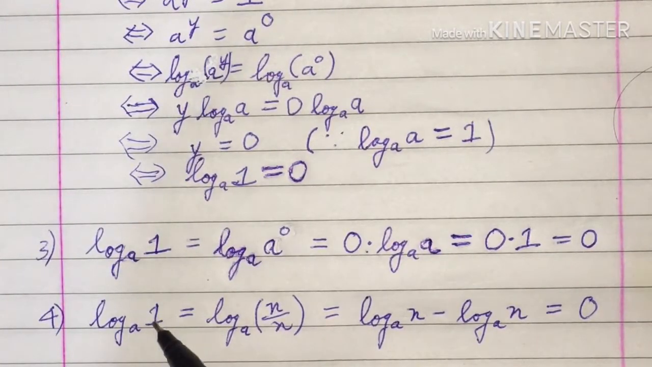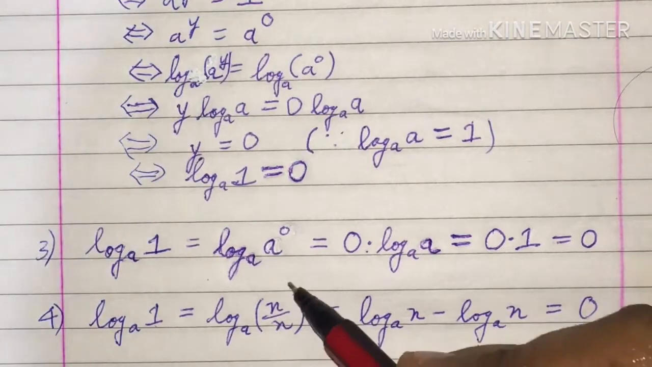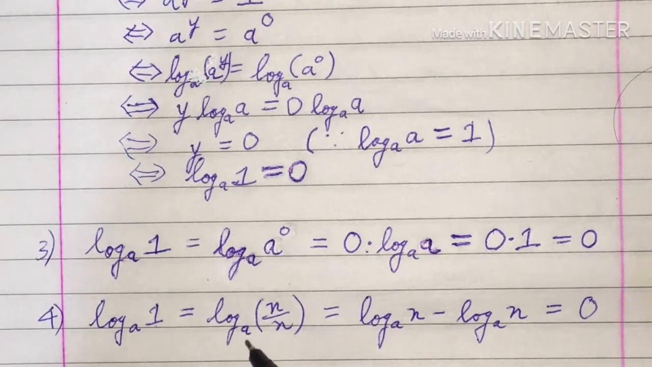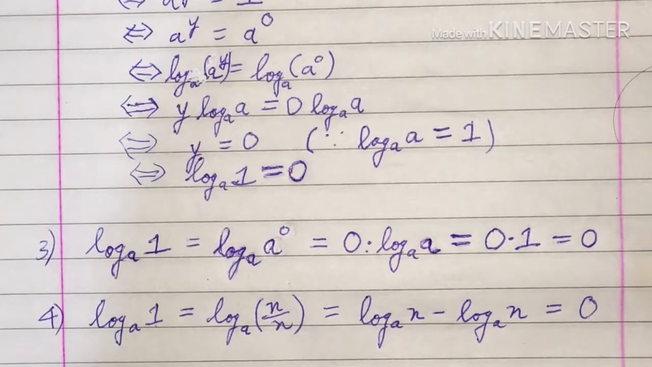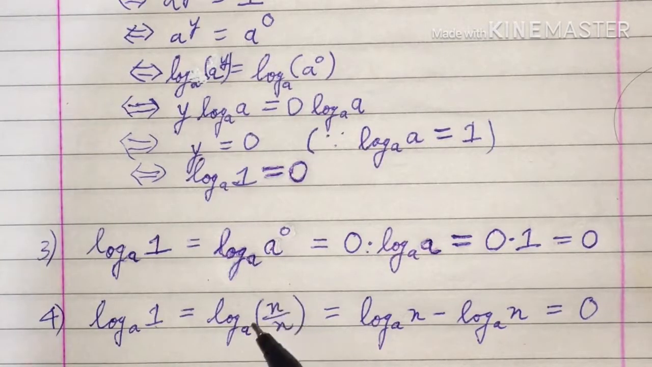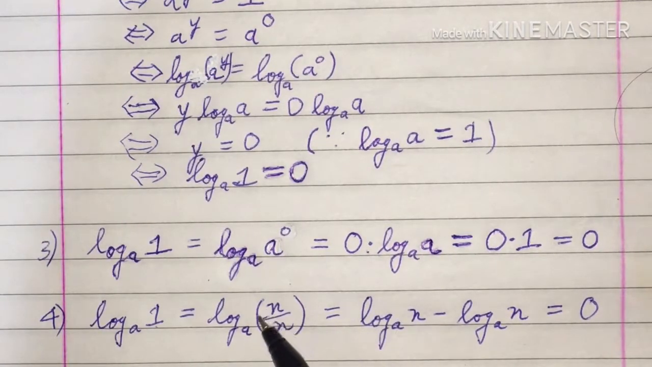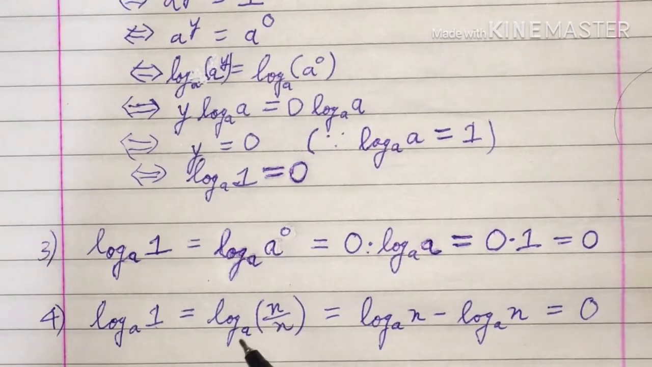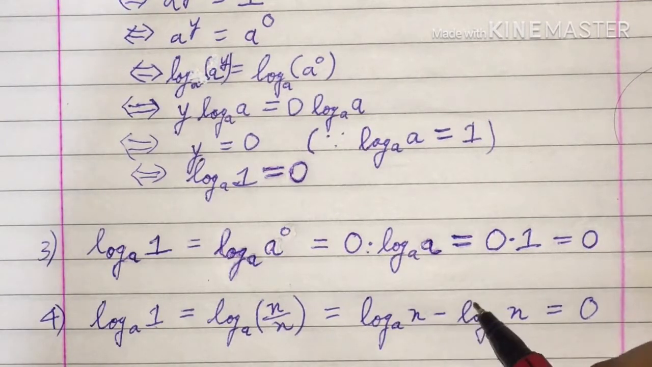And this is the last proof, log to the base a of 1. Now we know 1 can be expressed as n upon n, any number upon itself. So log to the base a of n upon n. Now this is another property of logs. Log to the base a of x upon y is log to the base a of x minus log to the base a of y. So we just take the difference. So log of the ratio is the difference of the logs. So log to the base a of n upon n will give you log to the base a of n minus log to the base a of n.